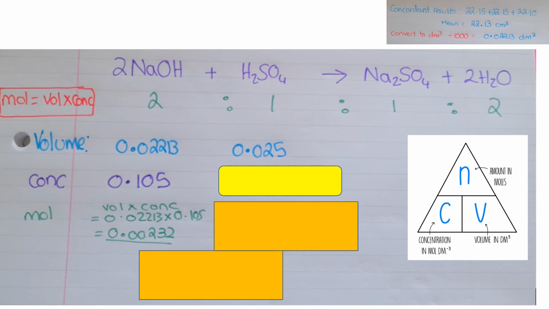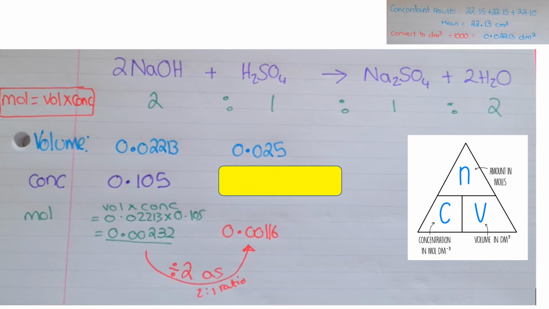Now, going back to my original equation, I know that if I had 2 moles of sodium hydroxide, it would react with 1 mole of sulfuric acid. So if I had 4 moles of sodium hydroxide, I know that it will react with 2 moles of sulfuric acid. They react in a 2 to 1 ratio. So to work out the moles of sulfuric acid, I'm going to divide my answer by 2, and that gives me a mole value for sulfuric acid of 0.00116.